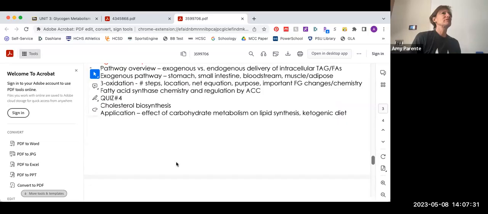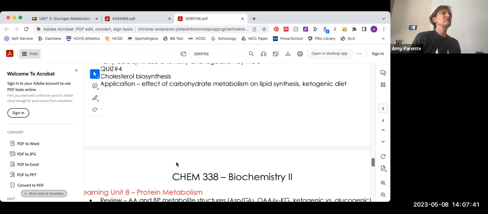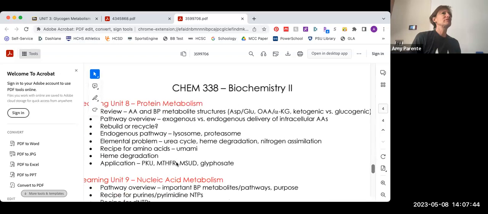Okay. And then some of the big picture stuff, whether it was high or low blood sugar, need state, fed state for carbohydrate metabolism or lipid metabolism. Those are some big picture things. Protein metabolism, be able to draw an amino acid. Tell me about how it gets broken down. You had your last fundamentals quiz on protein metabolism, so look back at that. We had some applications here: PKU, MTHFR. We didn't talk about maple syrup urine disease, so you can X that one off, but we did talk about glyphosate.